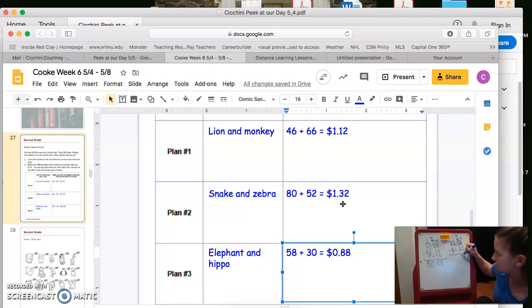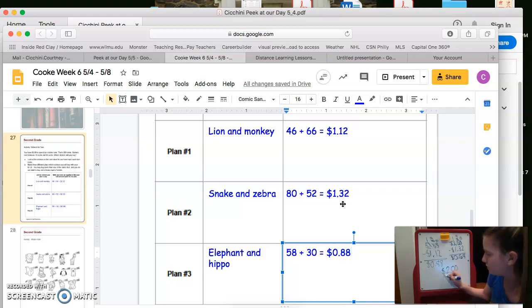9 minus 3 is 6. 1 minus 1 is 0. I add in my decimal. And I add in my dollar sign. This, for plan 2, I would get 68 cents back. And then for plan 3, I think I know this one by a clue.